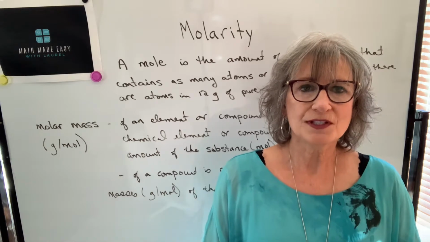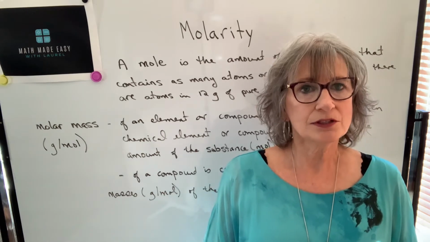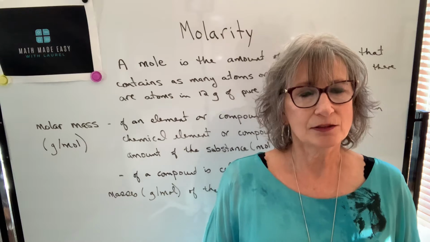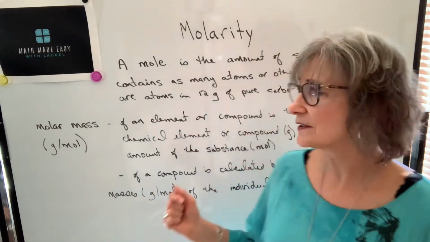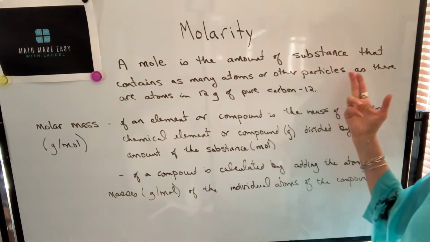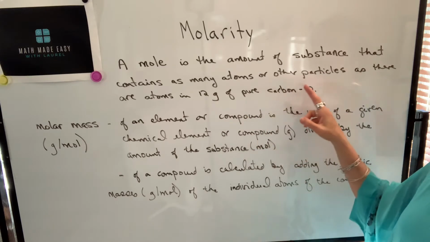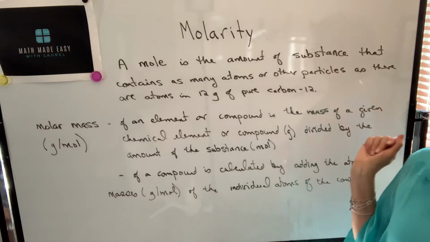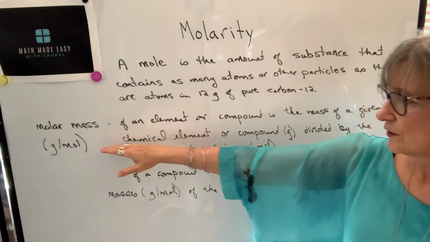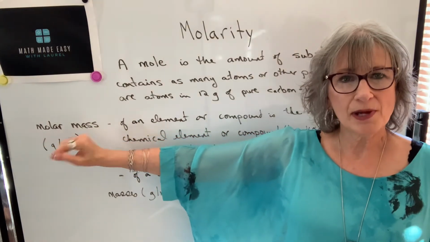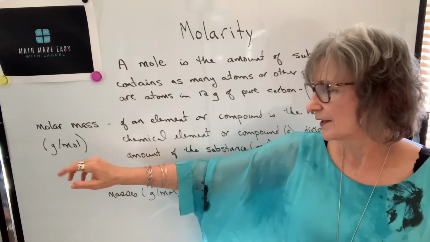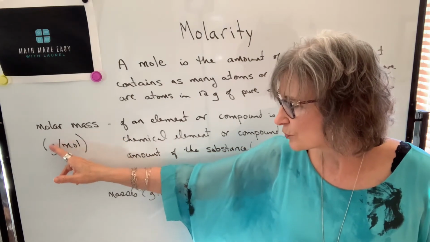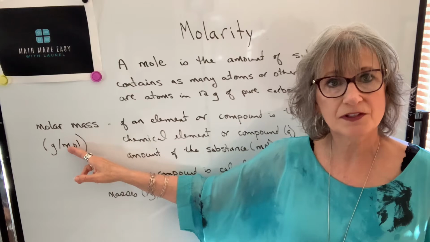Now, before we proceed with this, just a little bit of background on molar mass and what a mole actually represents. So a mole is the amount of substance that contains as many atoms or other particles as there are atoms in 12 grams of pure carbon-12. You'll see the term molar mass or molecular weight used, and the unit that's used to measure molar mass is grams per mole of the substance.